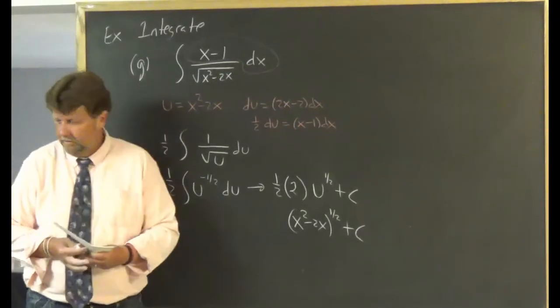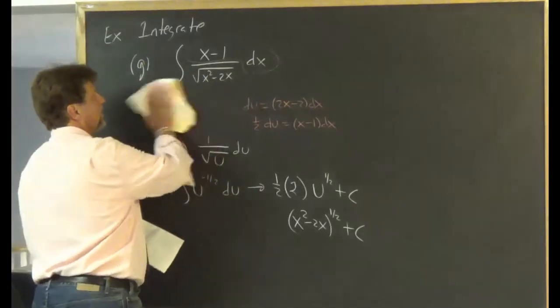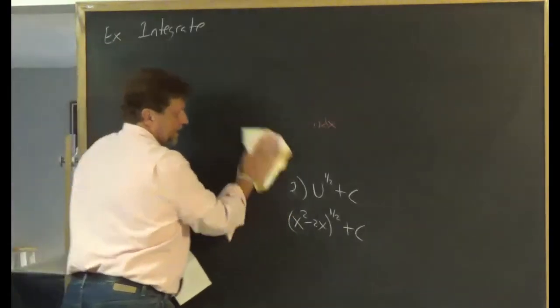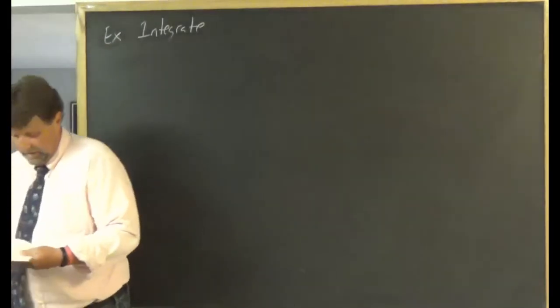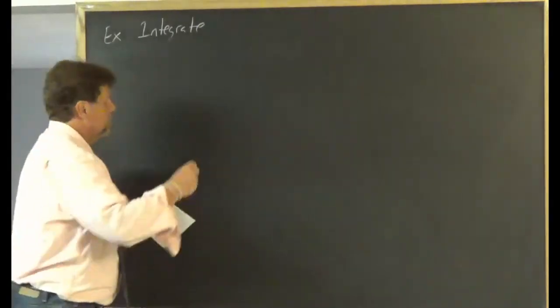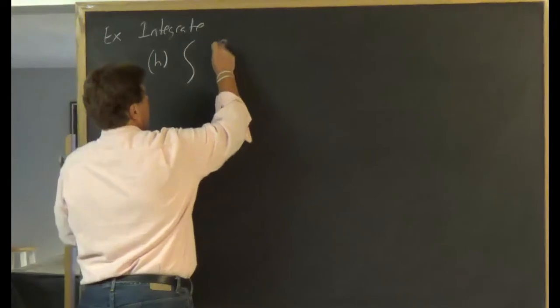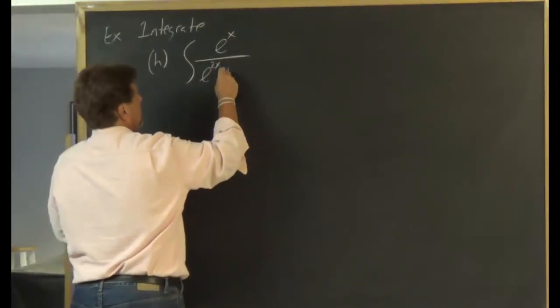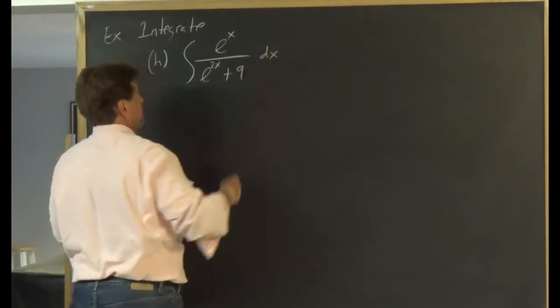One more part, part H. And this is also another one of my favorites. Yeah, getting into these integrals, they're just kind of like little puzzles that need to be solved. So part H was integrating e to the x over e to the 2x plus 9 dx.